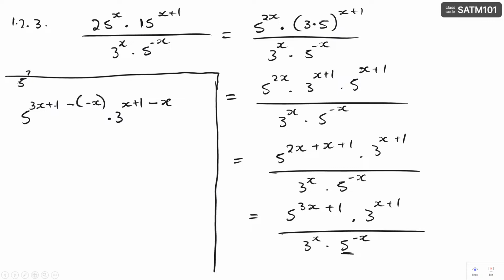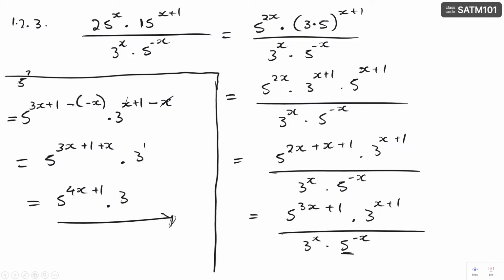So okay, now to simplify this one, it's going to be 5 to the power 3x plus 1, plus x. For the 3, it's going to be x plus 1 minus x, so the x's cancel each other and we have to the power 1. So this is going to give us 5 to the power 4x plus 1 times 3. So this is the final answer.